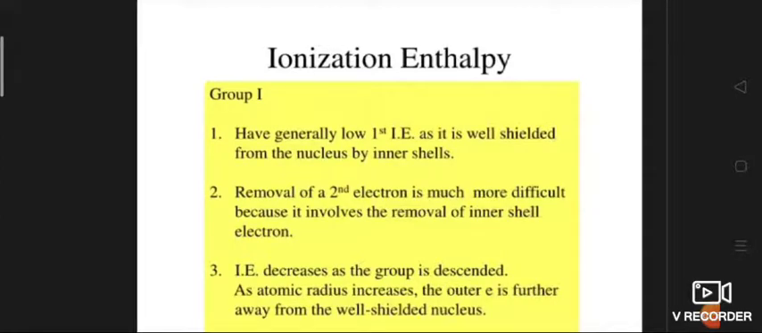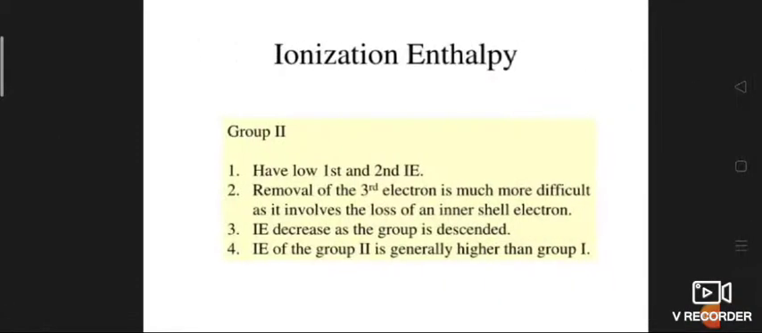The low ionization enthalpy is because it is well shielded from the nucleus by the inner shell. So the nuclear charge is shielded, and removal of the second electron is much more difficult because it involves the removal of inner shell electrons. So ionization enthalpy decreases as you go down the group. Down the group, ionization enthalpy decreases as the atomic size increases, so the outer electron is further away from the well shielded electrons.